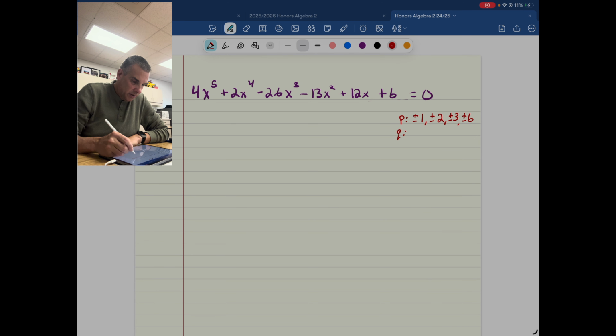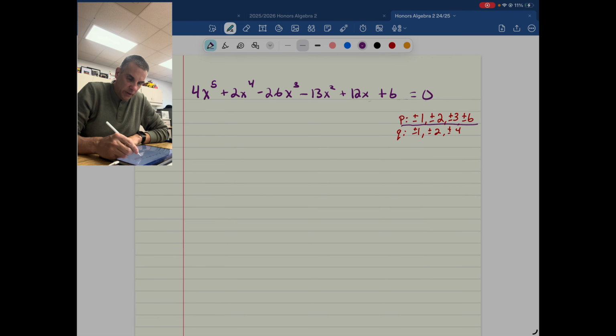Q-values: factors of the first term, which is 4. Plus and negative 1 is going to be irrelevant, plus and negative 2, plus and minus 4. So those are our possible p's and q's. Now remember, all of our possible rational roots are p divided by q. So I'm going to save myself a little bit of writing, and I'm just going to put a division bar right there, and I'm going to list them all now.